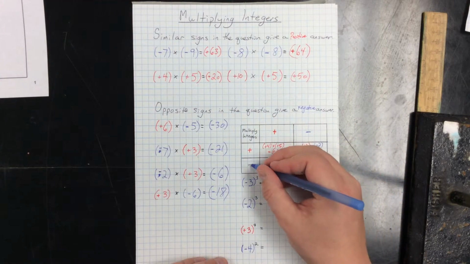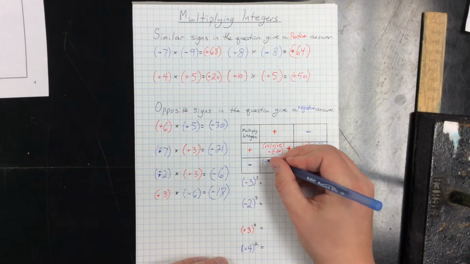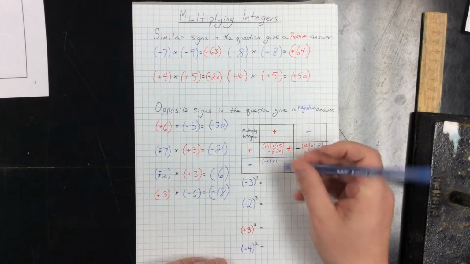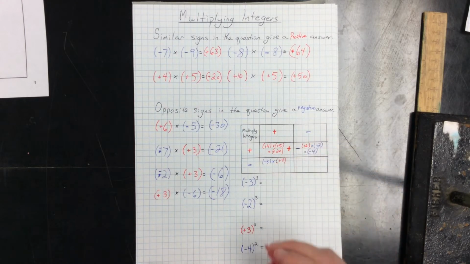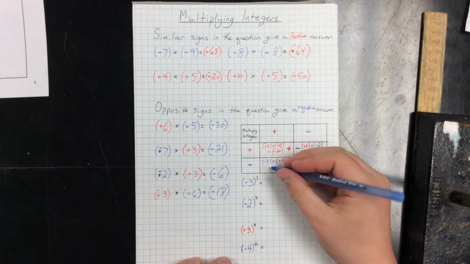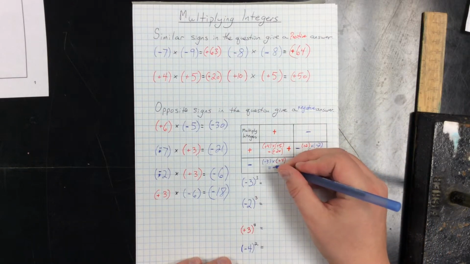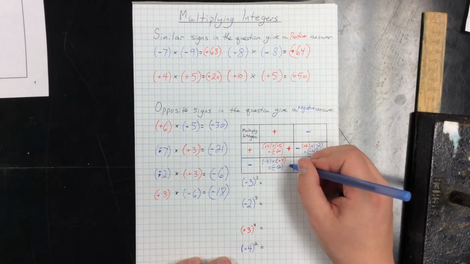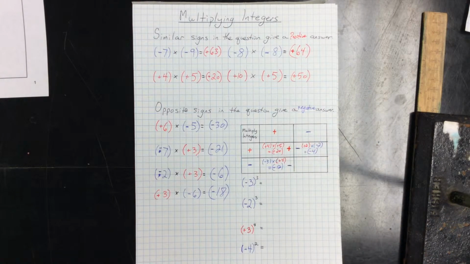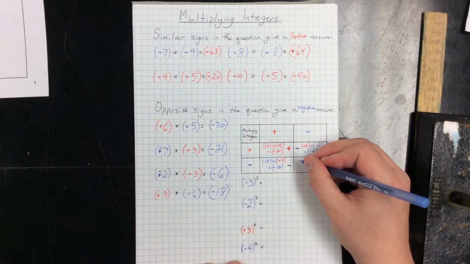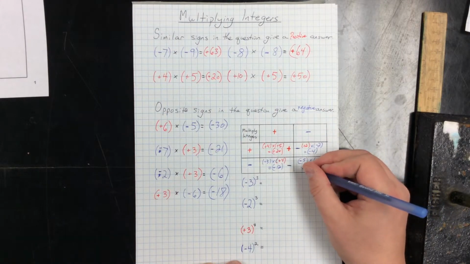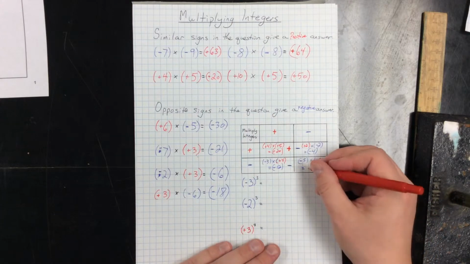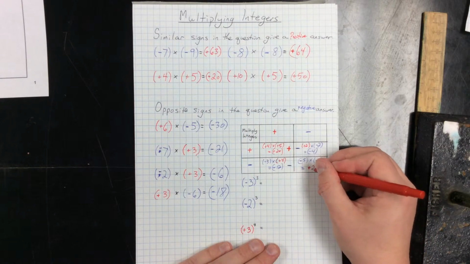Same thing with a negative and a positive. Negative 3 times positive 4. We have a mixture. Our answer is going to be negative. So negative and positive gives us a negative answer. And finally, a negative times a negative gives us a positive answer.